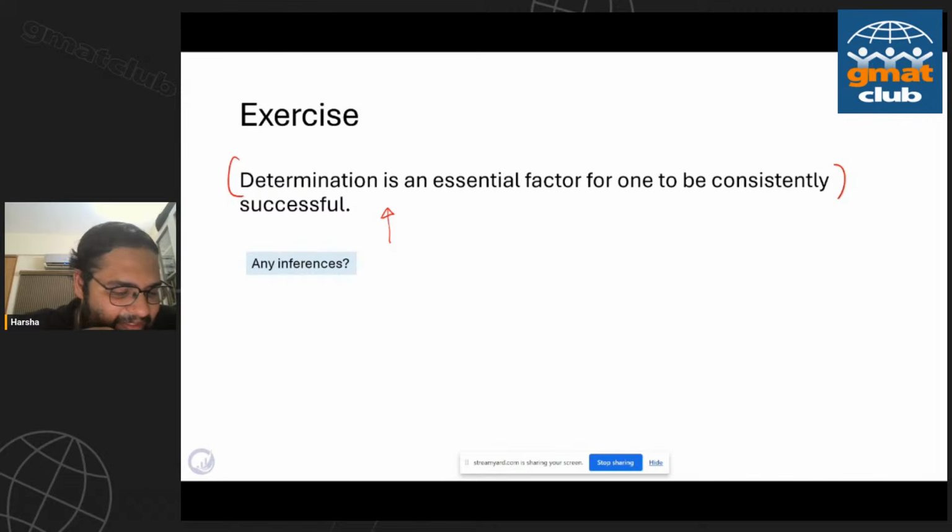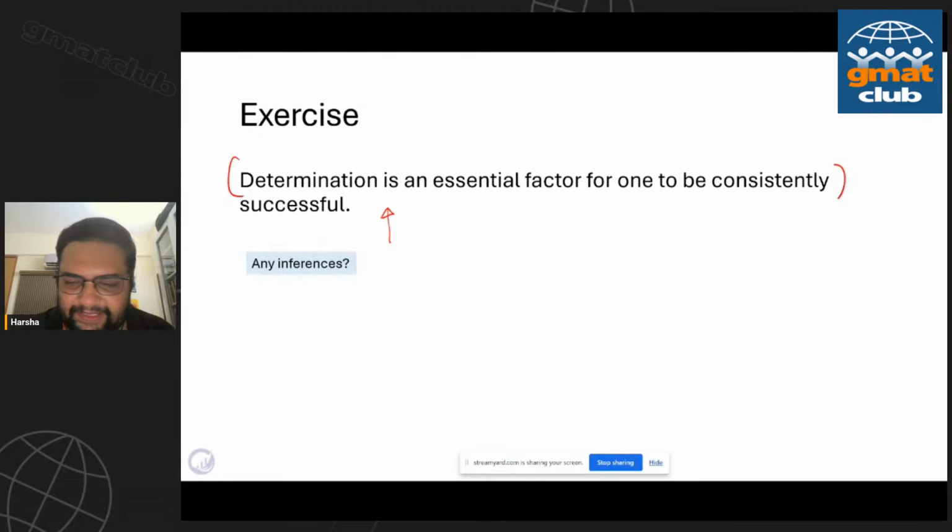Yeah, thanks for that, Karthik. Determination is only necessary for consistently being successful. Very interesting point. You added an only there. Determination is only necessary. We'll talk about that. Determination is the driving force. Oh, I like that as well.